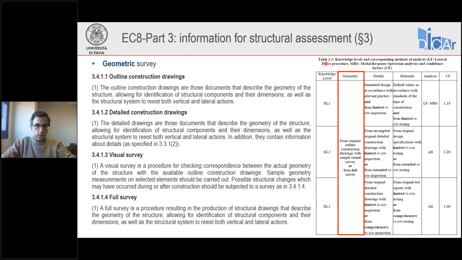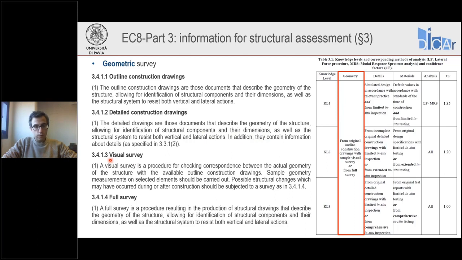Now let's comment on table 3.1, looking at the different columns. Regarding the geometric survey, Eurocode 8 introduces four definitions. Outline construction drawings are documents that can describe the geometry of the structure, allowing for the identification of the structural system, essentially, and the dimension of the different elements. Then it introduces the detailed construction drawings. These are essentially the same as the outline construction drawings, but in addition they also have information regarding details.